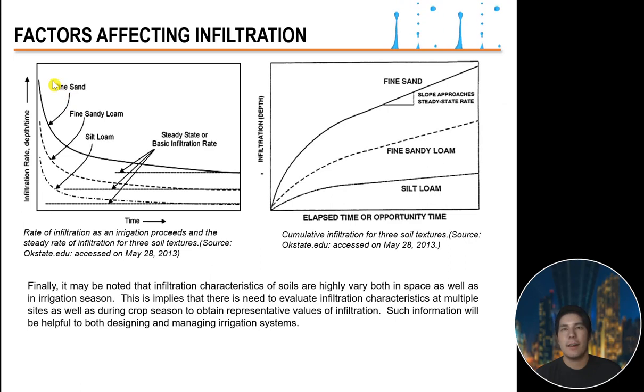So this is it. These are our graphs. We have the x-axis time and we have the infiltration rate. They decrease, and we have the cumulative infiltration for three soil types, while the cumulative is also increasing.